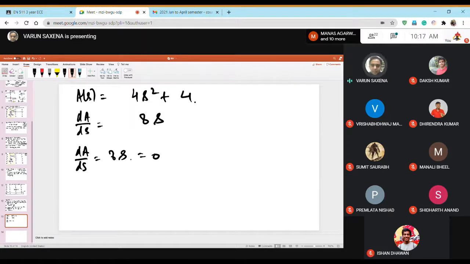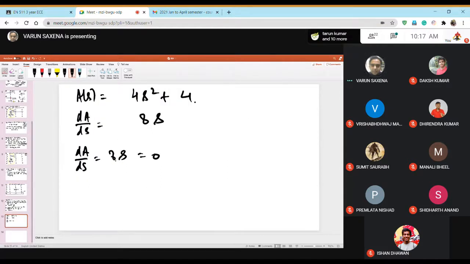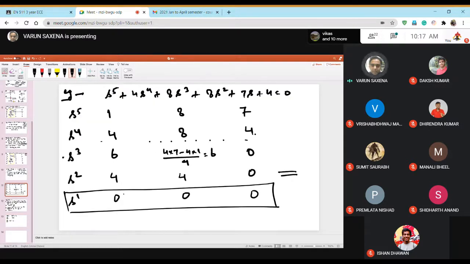Then we choose the coefficients of this to replace the 0th row. So what was the 0th row? The 0th row was S to the power 1, 0, 0, 0. So if you look at this equation, which is 8S to the power 1, and everything else is 0. So what happens is that over here, instead of 0, this becomes 8. So this becomes 8, 0, 0.